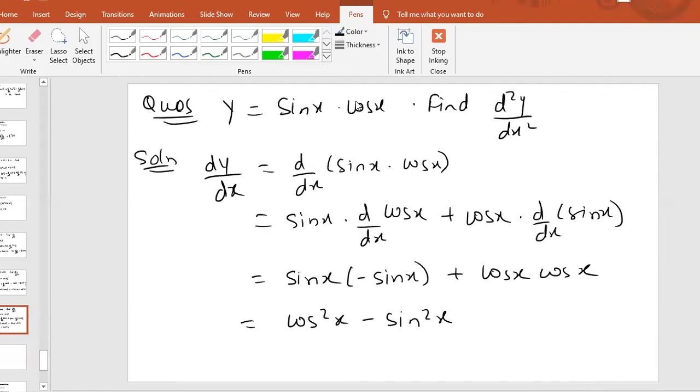Now how to differentiate this? Cos square x minus sin square x. If you remember something, cos square x minus sin square x is cos 2x. So we can write dy by dx value as cos 2x.